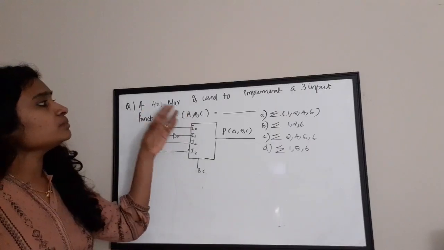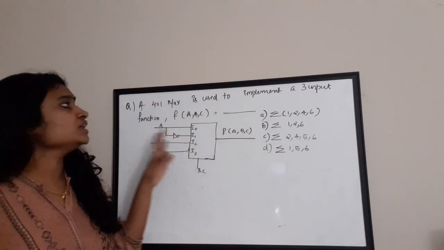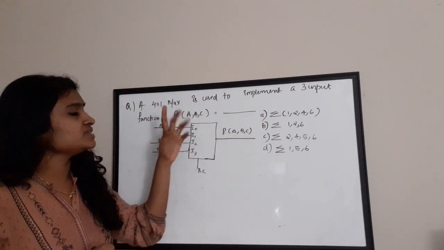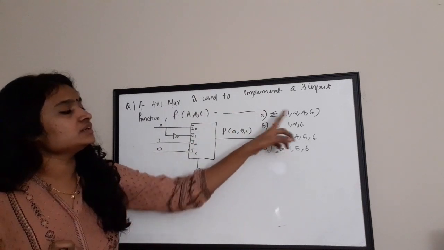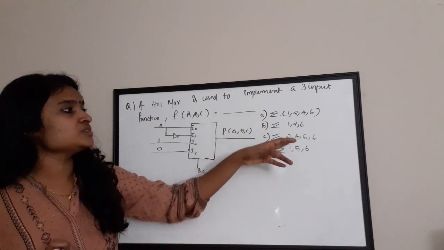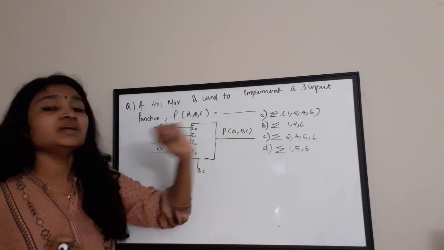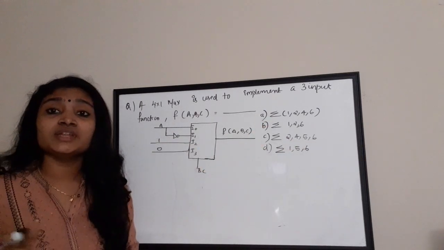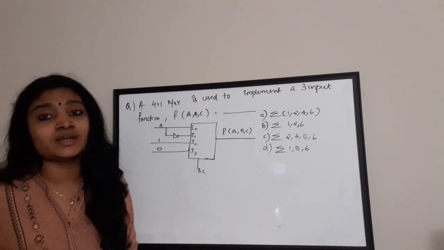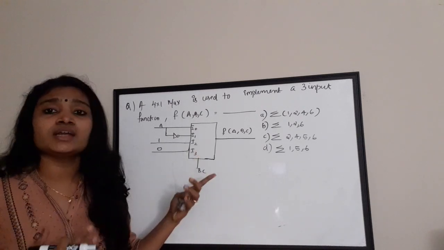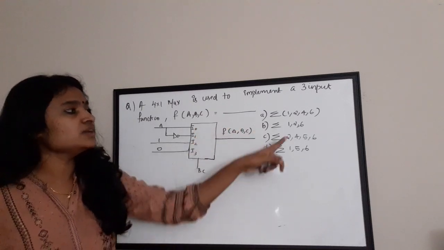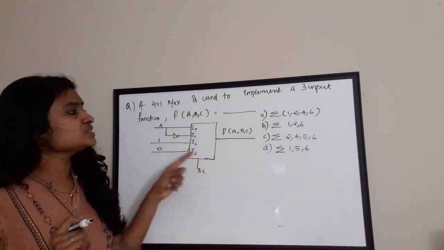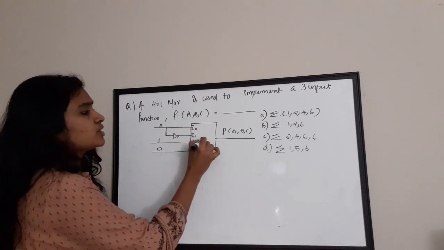A 4:1 mux is used to implement a 3-input function, that is f of a, b, c. What is the function they are asking? So they have given it in terms of the ones present in the K map, or the sigma terms. So we need to actually draw the K map to answer this question. That is, in order to find in which positions the one value is present, only then can we answer this question, right? So this is actually a what? This is a 4:1 mux.